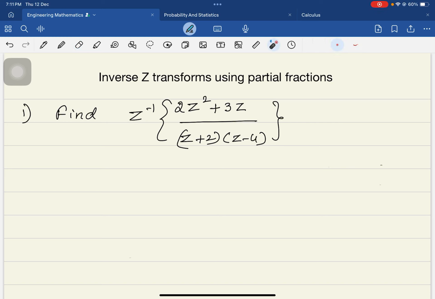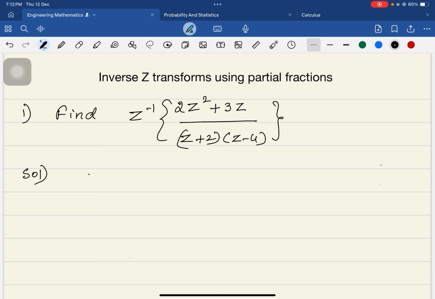In today's lecture, I am going to explain the inverse Z transformations using the partial fractions. What is the inverse Z transformation? In the previous class, I did a few problems to help you understand how to use the fundamental formulae of inverse Z transformation. So now, using the partial fractions, how do we find the Z inverse of (2z square plus 3z) by (z plus 2) times (z minus 4)?